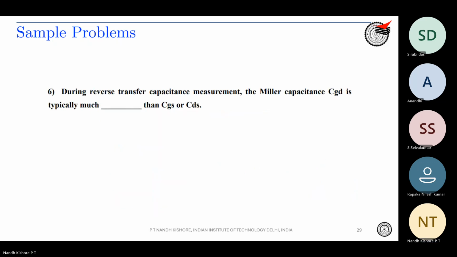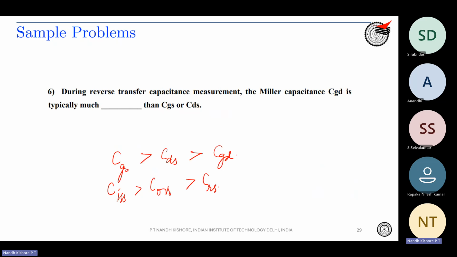Okay. Reverse transfer capacitance measurement, Miller capacitance CGD is typically much smaller than CGS or CDS. I just told you that CGS is more than CDS more than CGD, or CISS is more than COSS more than CRSS.